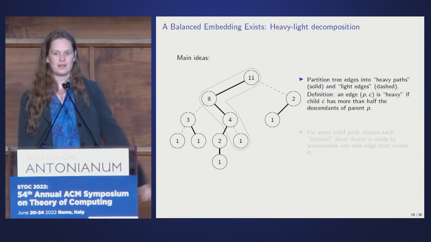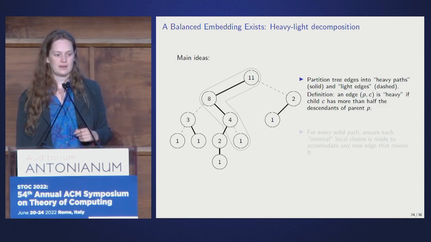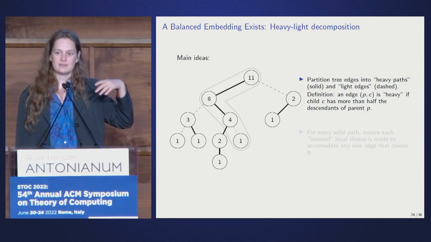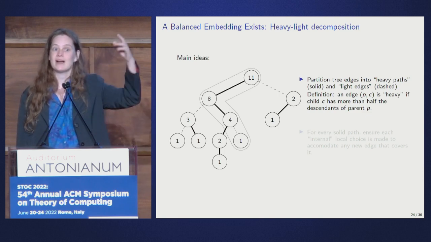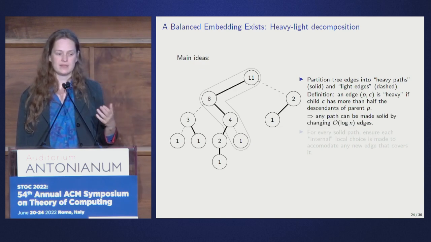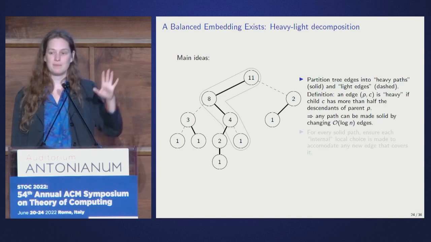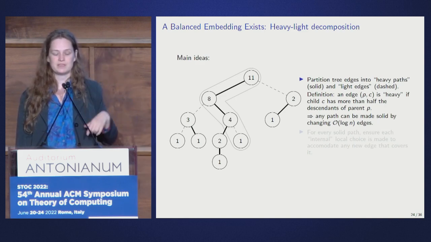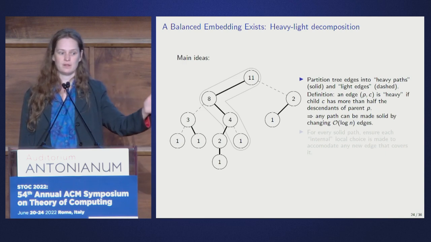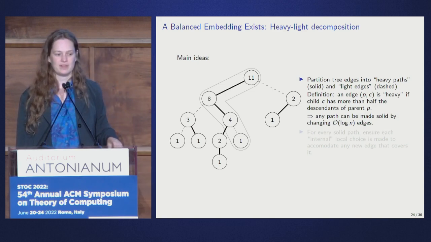So imagine rooting these arbitrarily, and then we say an edge is heavy if the child is more than half the size, number of vertices, say, of its parent. And that means that you can force any path in this tree to be solid by changing O(log n) many edges from being light edges to forcing them to act like heavy edges.